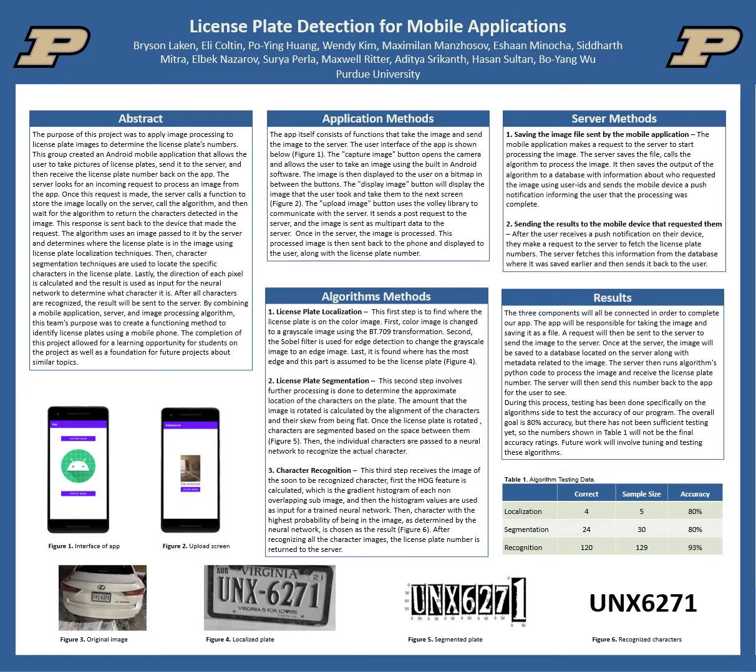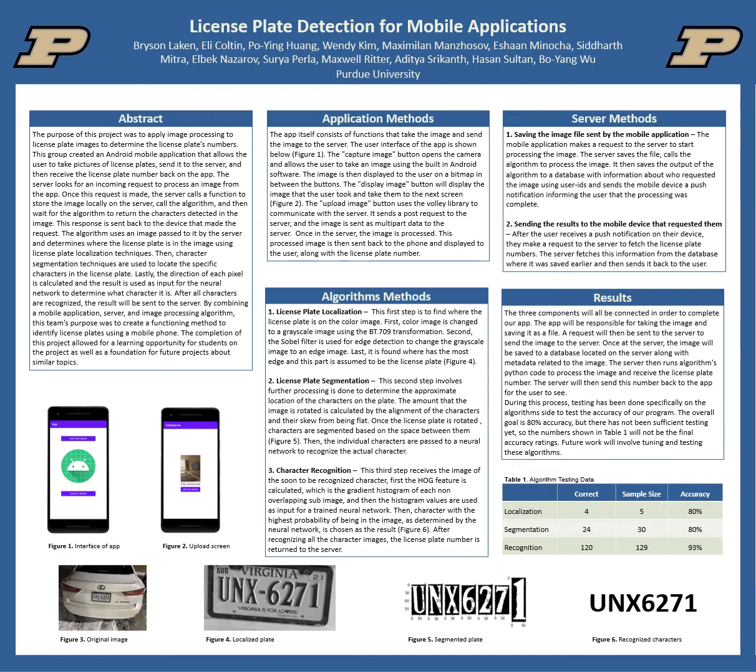The purpose of this project was to apply image processing to license plate images to determine the license plate's numbers. This group created an Android mobile application that allows the user to take pictures of license plates, send it to the server, and then receive the license plate number back in the app. The server looks for an incoming request to process an image from the app. Once this request is made, the server calls a function to store the image locally on the server, call the algorithm, and then wait for the algorithm to return the characters detected in the image. This response is sent back to the device that made the request.